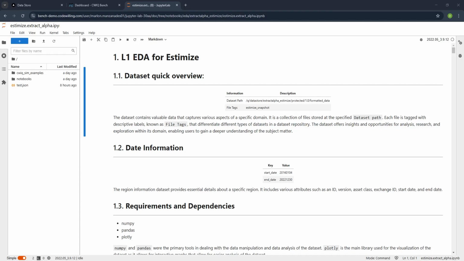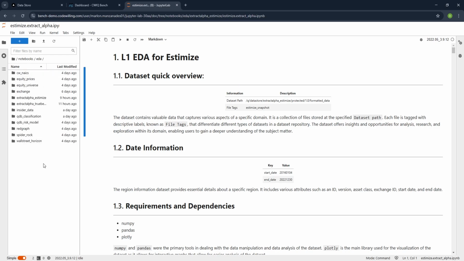Now let's explore the datasets through the use of one of the notebooks provided, the CWIQ Platform Exploratory Data Analysis or the EDA notebook. We can go to the notebooks directory and then choose the EDA folder. Exploratory data analysis is automatically done for every dataset through these notebooks. This powerful tool is designed to streamline your evaluation of new datasets by providing the following.